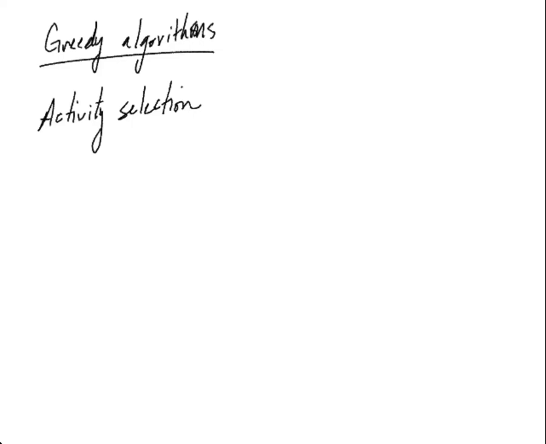In this video, we're going to talk about greedy algorithms in the context of a problem called activity selection. Suppose that we have a lecture hall and we have multiple classes that need to meet in that lecture hall, and the class times possibly overlap. So, for example, let's consider the following courses.